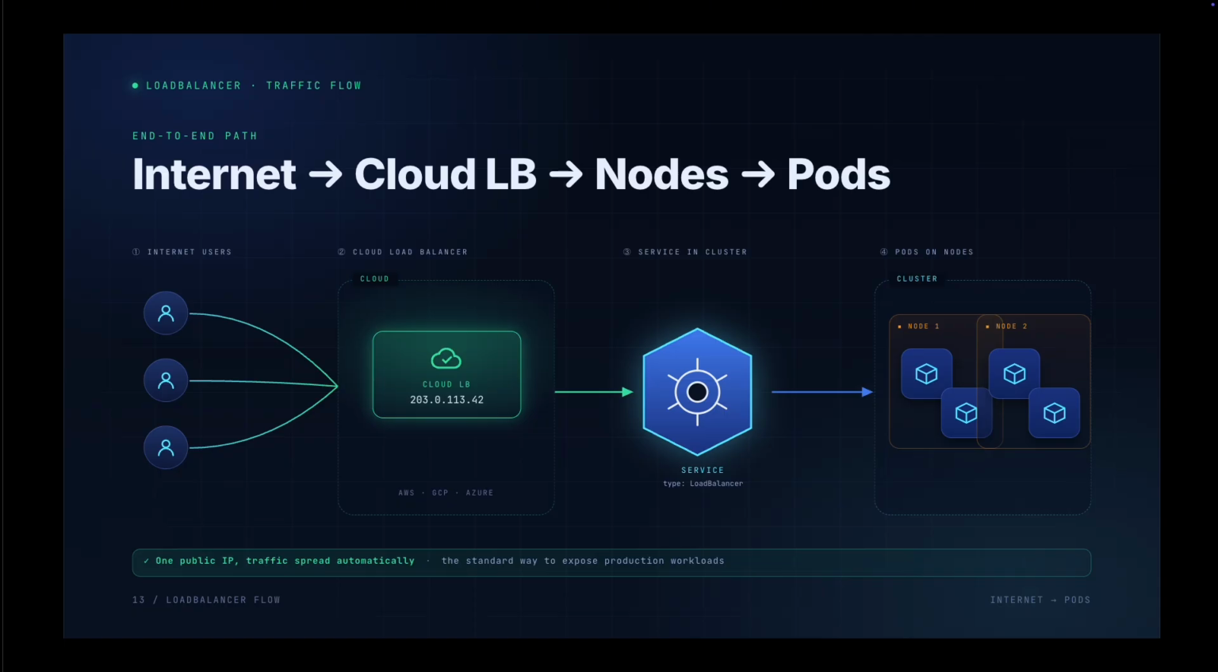The user only sees a single public endpoint. Behind the scenes, Kubernetes and the cloud provider work together to distribute traffic across multiple nodes and pods. This provides scalability, high availability, and a much better experience than exposing individual nodes directly. That's why LoadBalancer is the standard choice for production workloads in cloud environments.